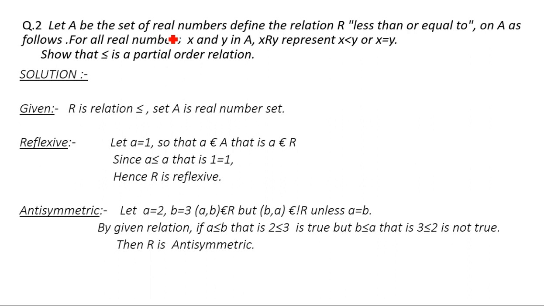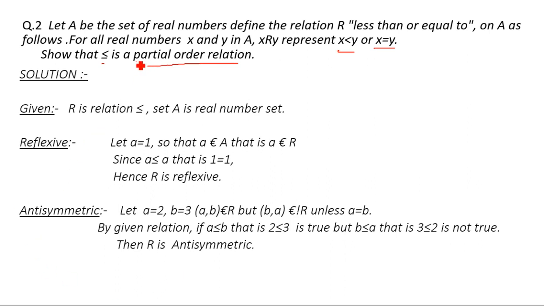let A be the set of real numbers. Define the relation R, less than or equal to, on A as follows. For all real numbers x and y in A, x R y represents x less than y or x equal to y. Show that less than or equal to is a partial order relation.